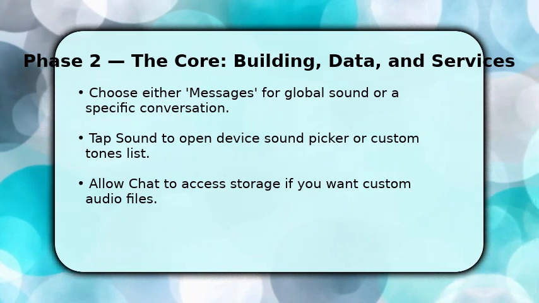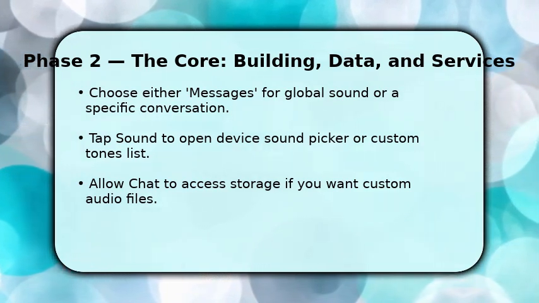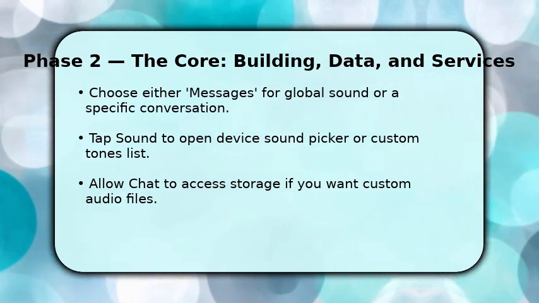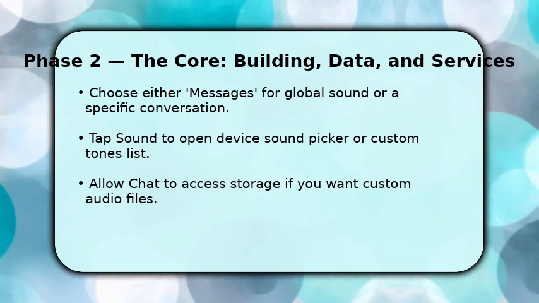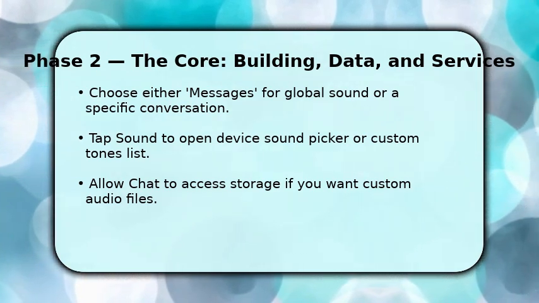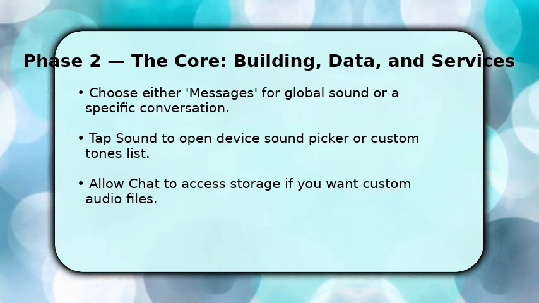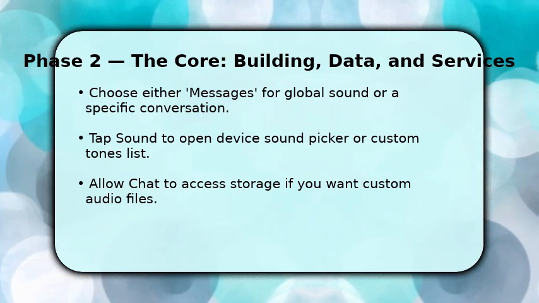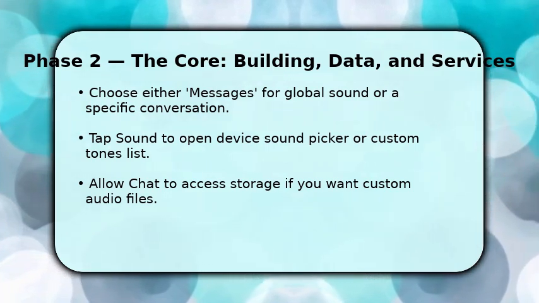Then tap Sound to open your device's sound picker. On Android, you'll see system ringtones, and on iOS, you'll see available tones. If you prefer a custom audio file, allow Chat or your device to access storage, then choose the file. Take a moment to preview the tone so you know how it will sound in real use.